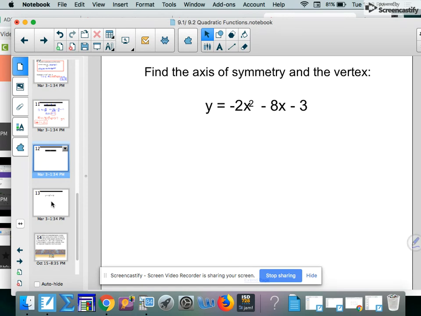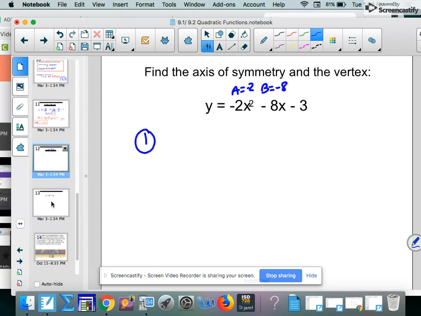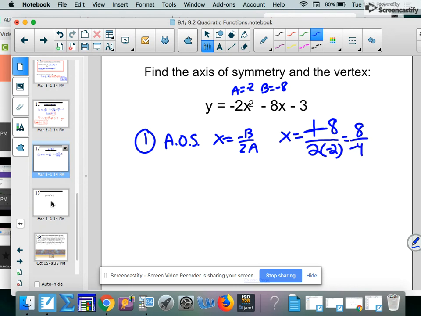Sometimes negatives mess people up. So in this case, A is -2 and B is -8. So again, step 1 is to find your axis of symmetry, which is x equals -b over 2a. When you plug that in, notice it's not going to be -8 on top because it's -b, and when I plug in b, it's already -8. So that turns into a +8 divided by 2 times -2. That's 8 over -4, which gives you -2. So my axis of symmetry is -2.